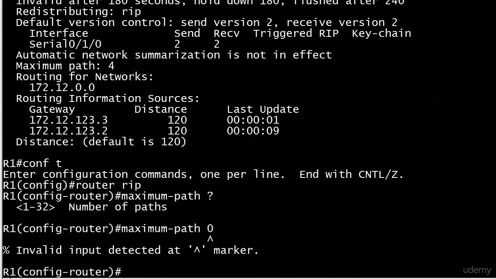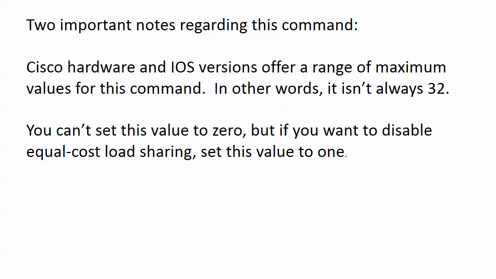Now, just a couple of words here before we start testing that load balancing, and it's about the maximum path command. Cisco hardware, different IOS versions, they offer a range of maximum values for the maximum path command. You'll never be able to set it to 0, but the maximum is not always going to be 32. That's more of a real world thing. I just want you to know that because I don't want you to be on another router model and think, wait a minute, this is 16 and this one's 64. What's going on? It's not always going to be 32. Again, I just put a note on the board, but something I mentioned while we were there. If you want to disable equal cost load sharing for any reason, just go ahead and set that value to 1.